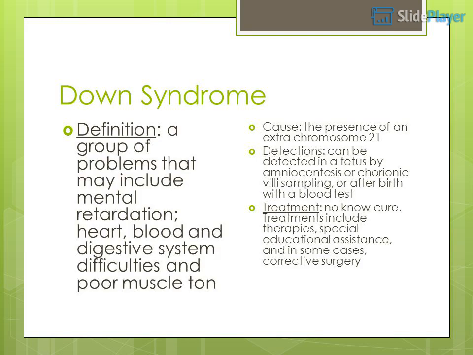Down syndrome. Definition: a group of problems that may include mental retardation, heart, blood and digestive system difficulties and poor muscle tone. Cause: the presence of an extra chromosome 21. Detections: can be detected in a fetus by amniocentesis or chorionic villi sampling, or after birth with a blood test. Treatment: no cure. Treatments include therapies, special educational assistance, and in some cases, corrective surgery.